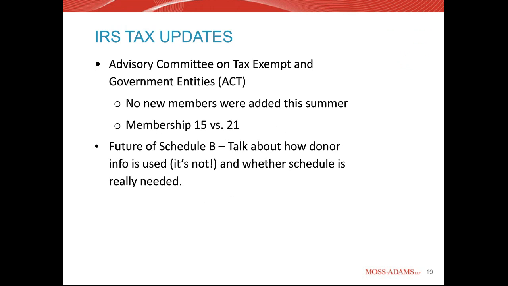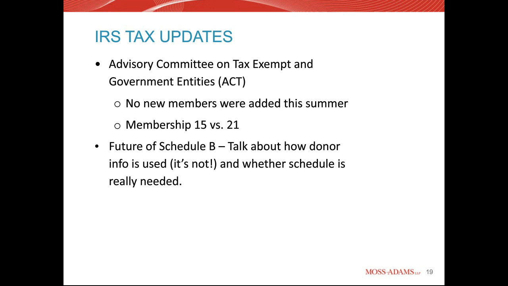Other couple of things, there's an advisory committee on tax-exempt and governmental entities. They're called ACT. They did not add any new members for this summer. The members are volunteers. They don't get paid for being on the committee, but they do get travel costs reimbursed. But it's all at governmental rates, so it's not like it's a big windfall if you're on this. So now the membership is 15 instead of 21.